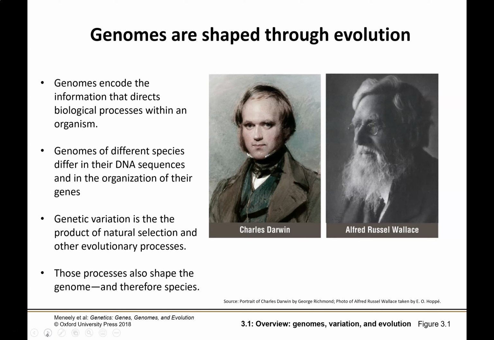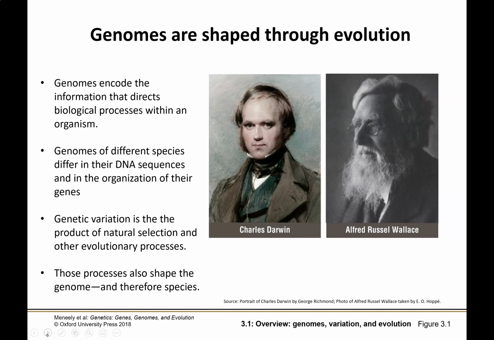So, stepping back a little bit, we already know that genomes encode information that directs biological processes within an organism. That's the whole point of DNA acting as a genetic code book. And then, of course, we have differences in genomes between organisms. So this is why organisms are different. They have different sets of instructions, and those instructions have been molded and formed based on the processes of evolution. So different species obviously have different DNA. They have different sequences and they have different types of organization.